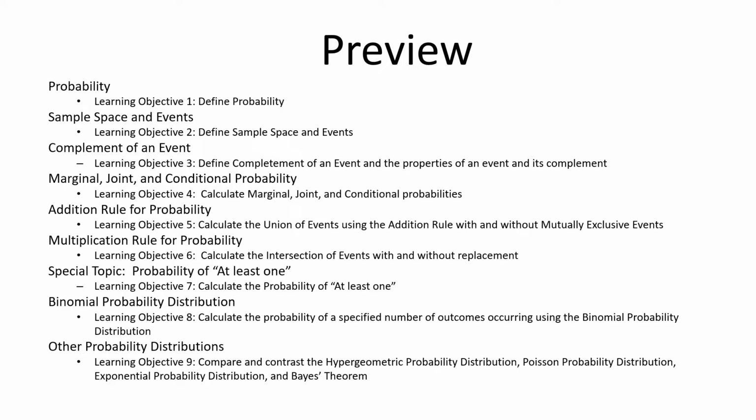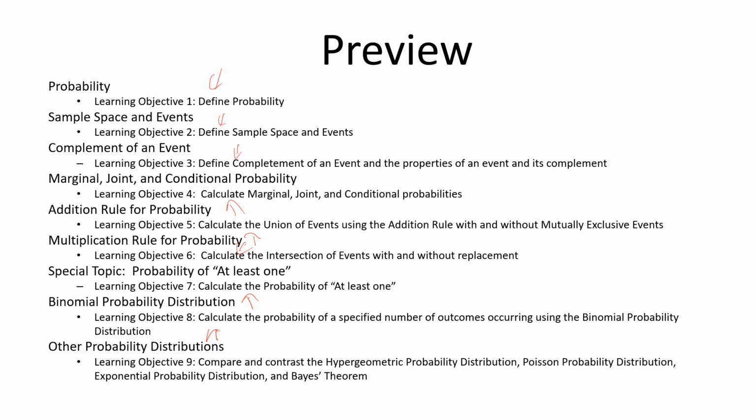After that, we will get into the calculations. So these first three, define, then we're going to start calculating. Calculate the marginal, joint, and conditional probabilities. Calculate the union of events using the addition rule with and without mutually exclusive events. We'll calculate the intersection of events with and without replacement. We'll calculate the probability of at least one, which is a special case. Then we'll calculate the probability of a specified number of outcomes occurring using the binomial probability distribution.